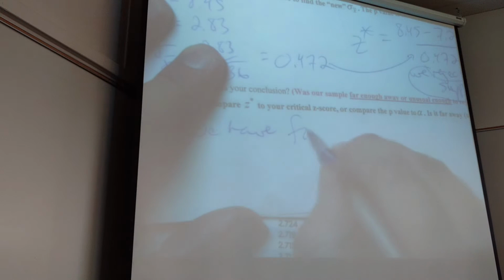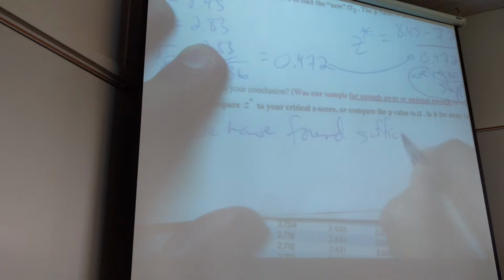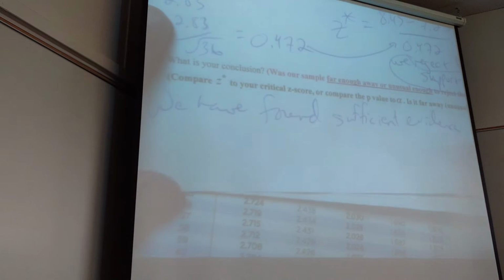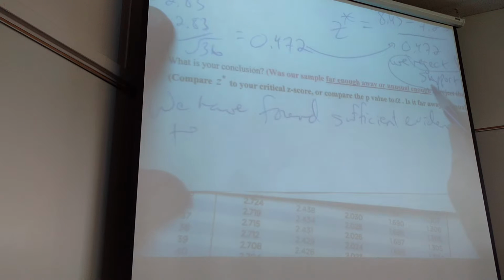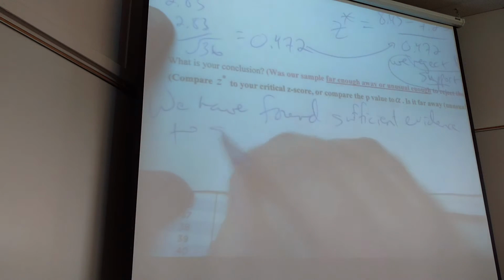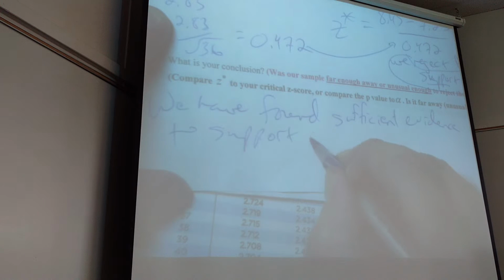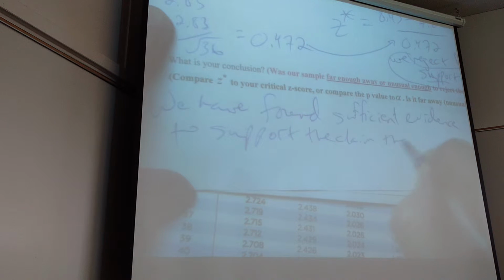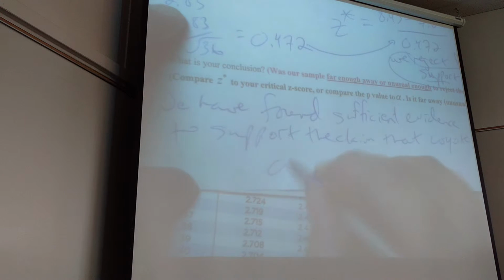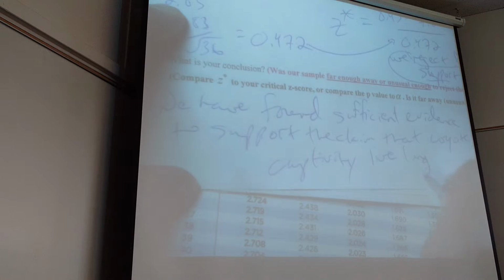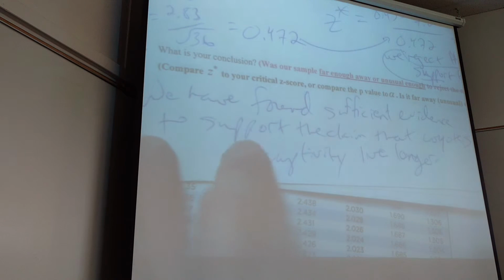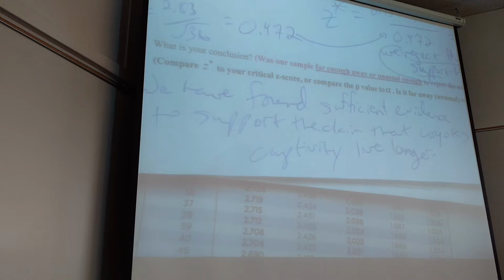So we have found sufficient evidence. We found sufficient evidence. To do what? Support the claim. Don't put support high. Put support the claim that what? Coyotes in captivity live longer. Question is, do they live better? That's the question. But they do live longer.